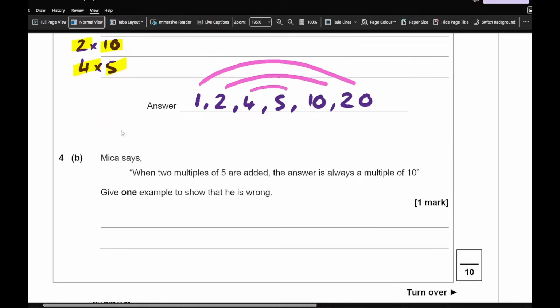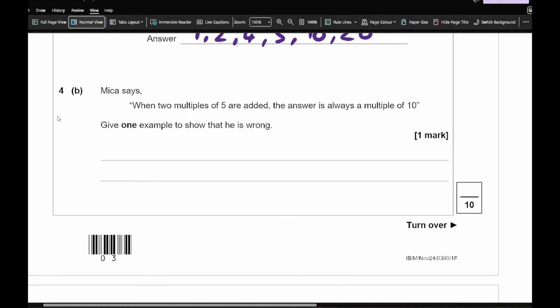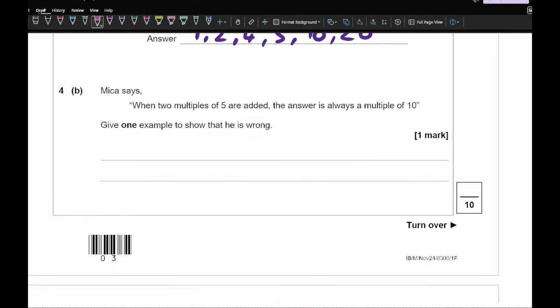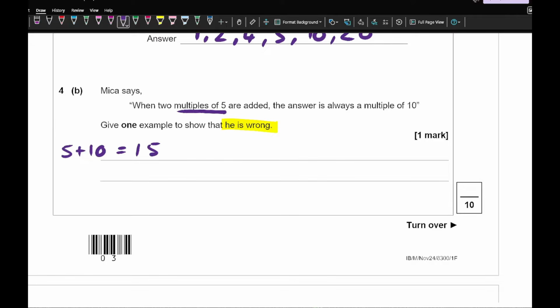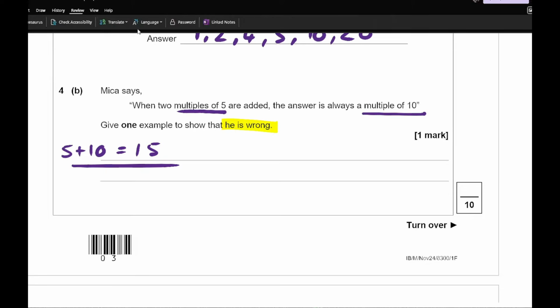Then for 4b, it says Micah says that when 2 multiples of 5 are added, the answer is always a multiple of 10. Give one example to show that he is wrong. So we want to show that Micah is wrong. Multiples of 5 are numbers that appear in the 5 times table. So if I do 5 plus, let's say 10, that gives me 15, and 15 is not a multiple of 10, so that would be fine for one possible answer.